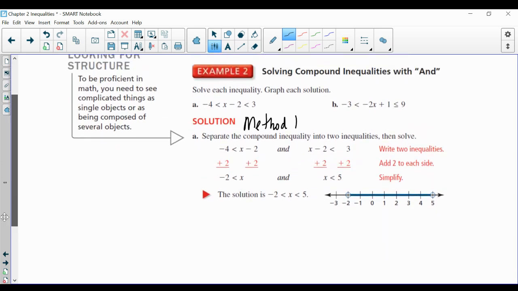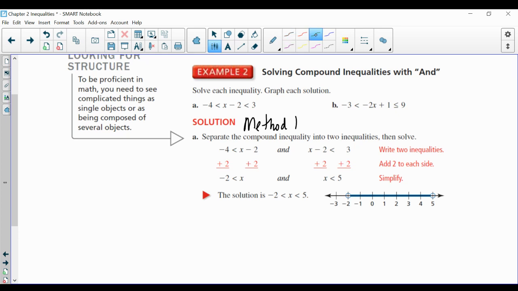I have my inequality right here. With this method, what they did is they created two "and" inequalities. Do you see this is the part they share? Both share that middle part. So they wrote this first "and" inequality: -4 is less than x minus 2. So that's one of the "and" inequalities.